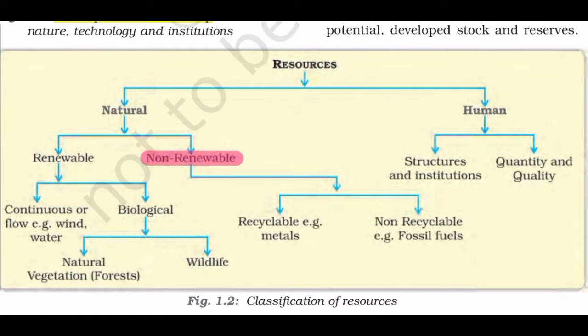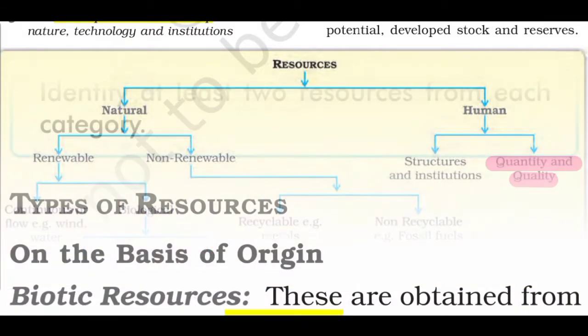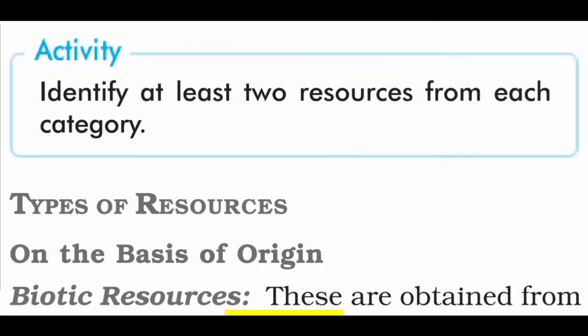The non-renewable resources are classified into two categories: recyclable, example metals, and non-recyclable, example fossil fuels. The human resources are divided into only two categories. First, the structures and institutions, and second, quantity and quality. Activity. Identify at least two resources from each category.